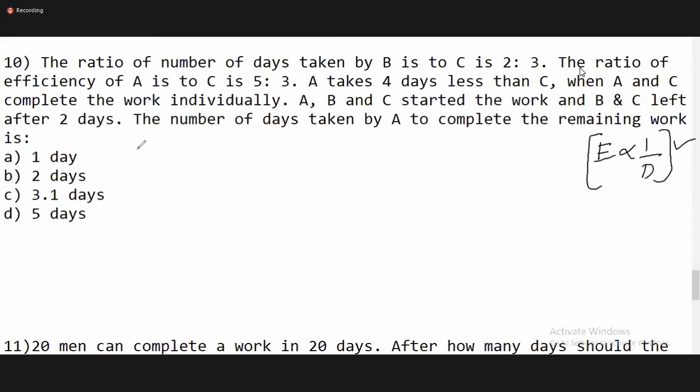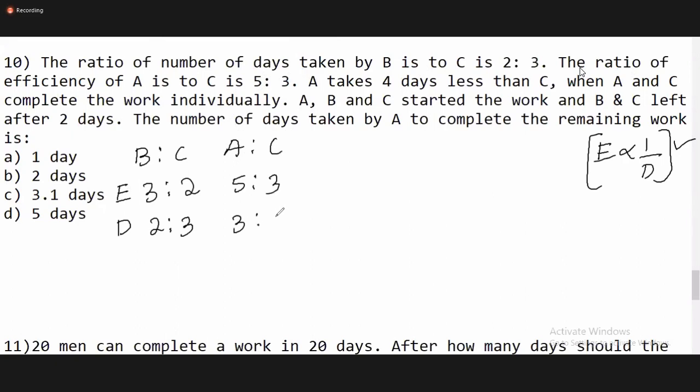Okay, guys, tell me. B2C, what is the efficiency ratio? The days ratio is 2:3, then efficiency would be 3:2 only, no? Next, A2C. Efficiency is 5:3, so the days ratio would be 3:5. Yes or no? 3:5. Right.